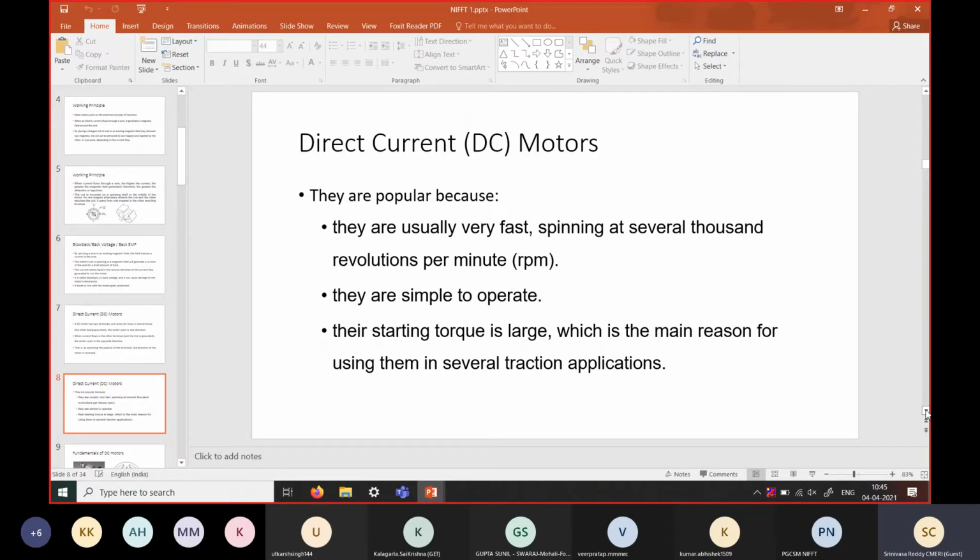Nowadays we see a lot of electric vehicles. All of them mostly come with a BLDC motor. BLDC is also, as we have discussed, a special type of DC motor. Even for two-wheelers, these DC motors are used as a traction device.